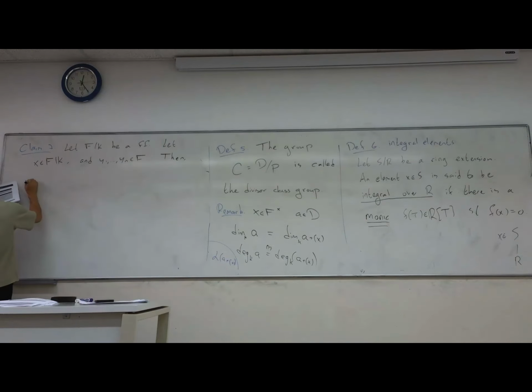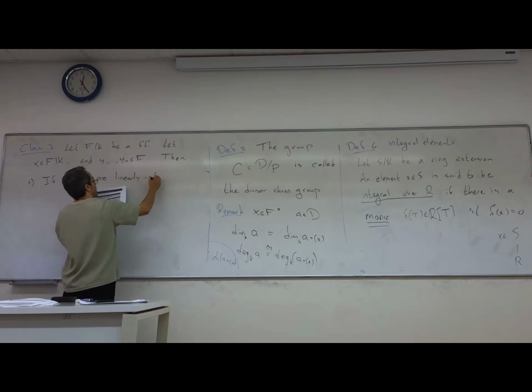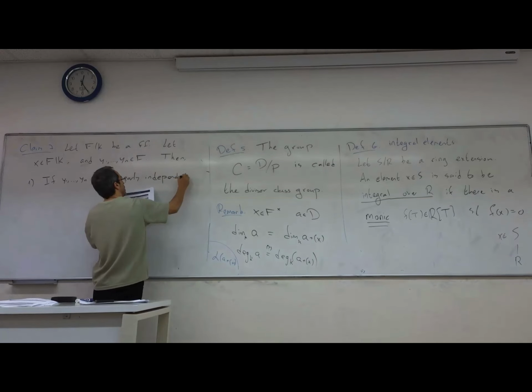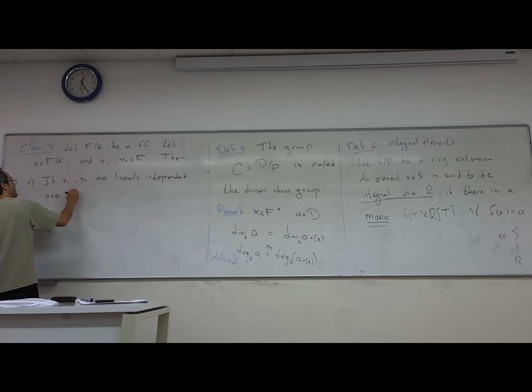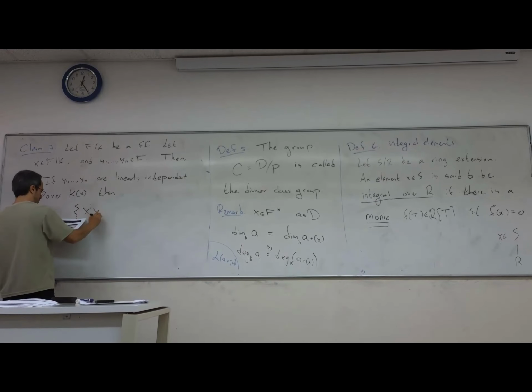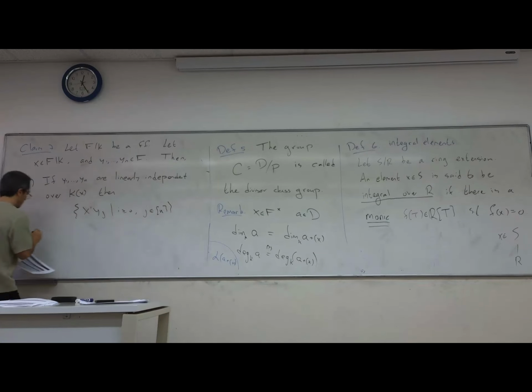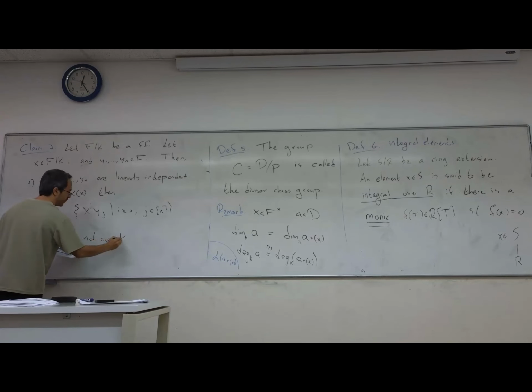Then, so first of all, and that's actually completely obvious, I just want to state it, if y1 up to yn are linearly independent over the rational function field in x, then the set of monomials is linearly independent over K. Okay, this is obvious, but let me just say what's written here.